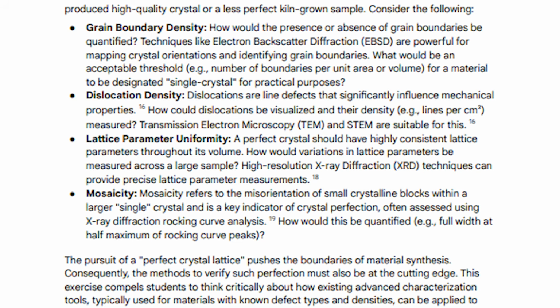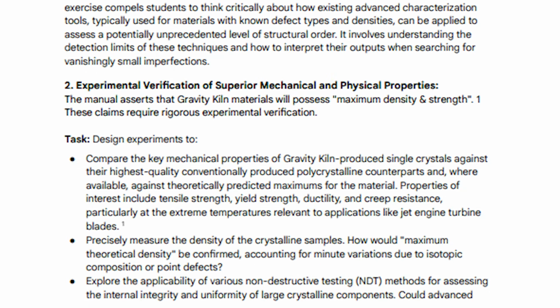The pursuit of a perfect crystal lattice pushes the boundaries of material synthesis. Consequently, the methods to verify such perfection must also be at the cutting edge. This exercise compels students to think critically about how existing advanced characterization tools, typically used for materials with known defect types and densities, can be applied to assess a potentially unprecedented level of structural order. It involves understanding the detection limits of these techniques and how to interpret their outputs when searching for vanishingly small imperfections.